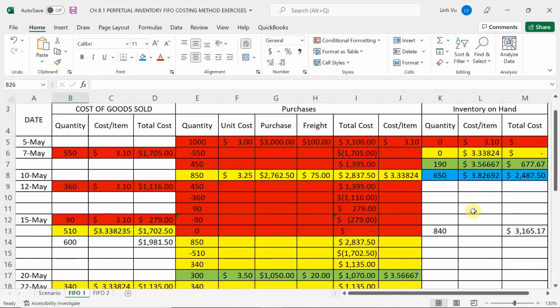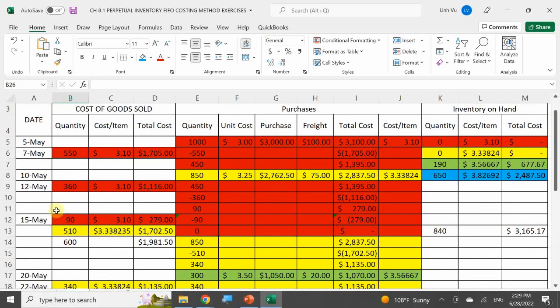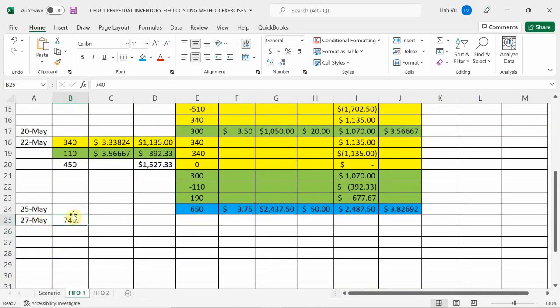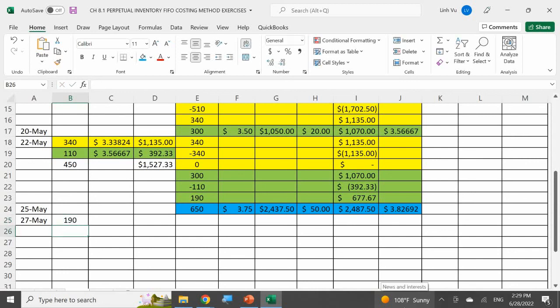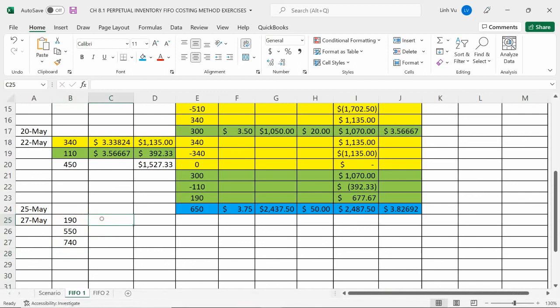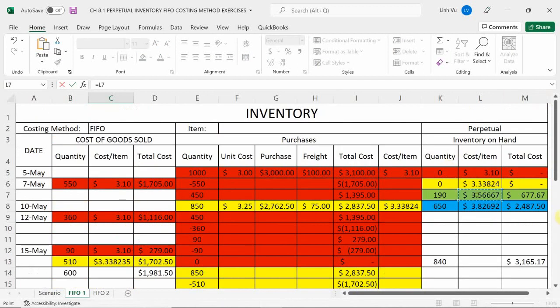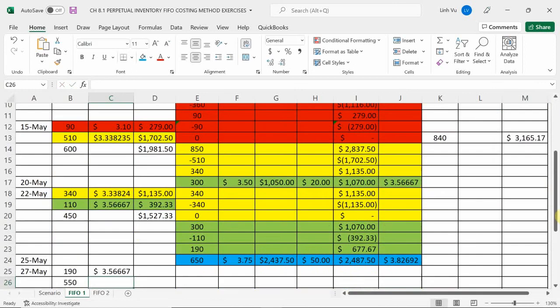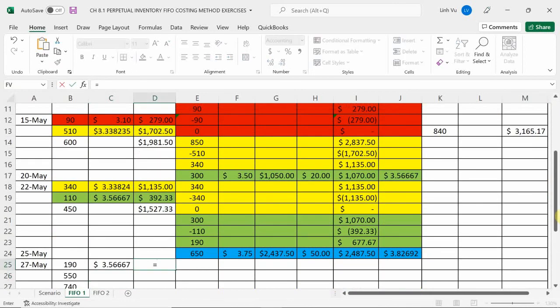So in this case, I need to sell my green batch of 190 first. So 190 is what I need to sell, and my end goal is 740. So that means I need to take out 550 from my blue batch. So let's see. I already know that if I eliminate my entire green batch here, it's going to be 677.67.